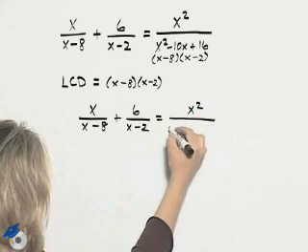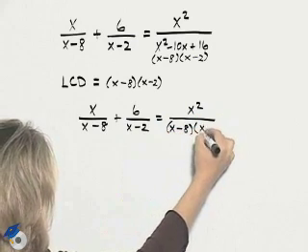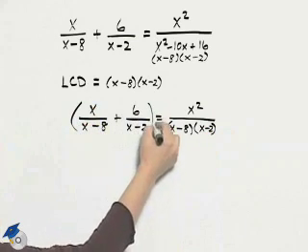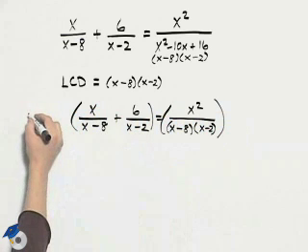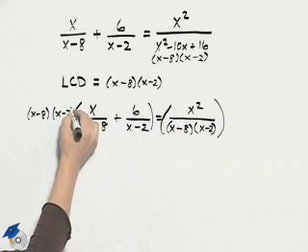I will leave the denominator in the right-hand side factored, and I will multiply each side of the equation by my LCD, which is x minus 8 times x minus 2.